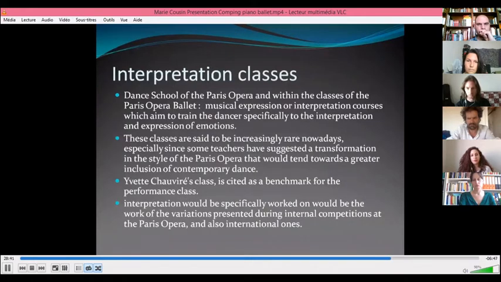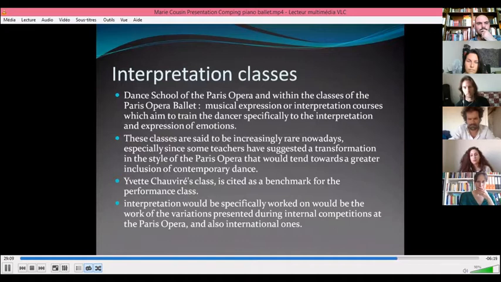Interpretation classes. There are, in particular, in the dance school of the National Opera of Paris and within the classes of the same ballet, musical expression or interpretation courses which aim to train the dancer specifically in the interpretation of an expression of emotions. These classes are said to be increasingly rare nowadays, especially since some teachers have suggested a transformation in the style that will tend towards a greater inclusion of contemporary dance.